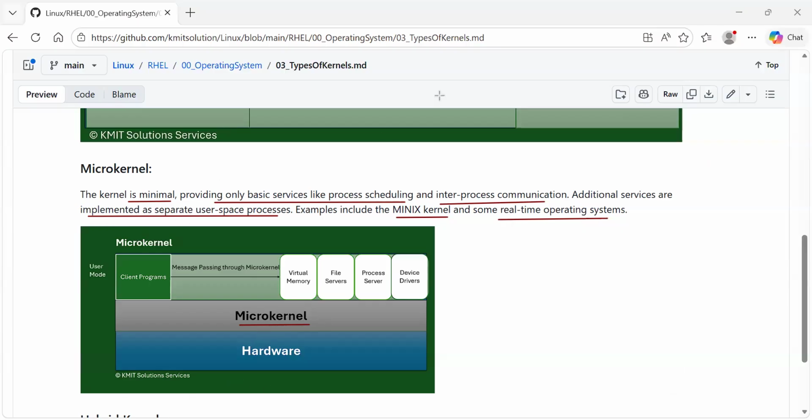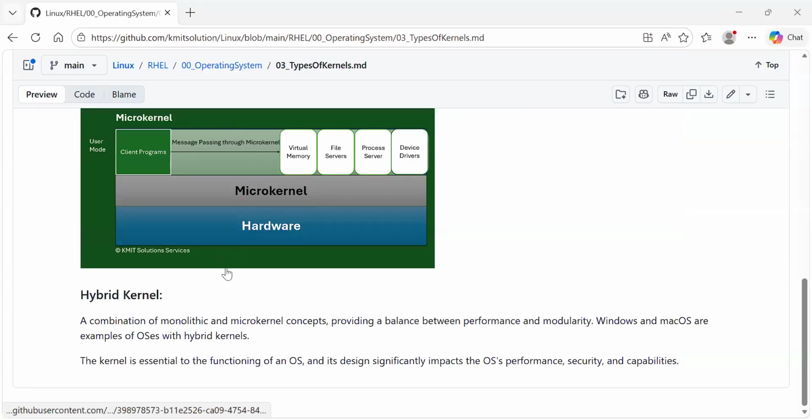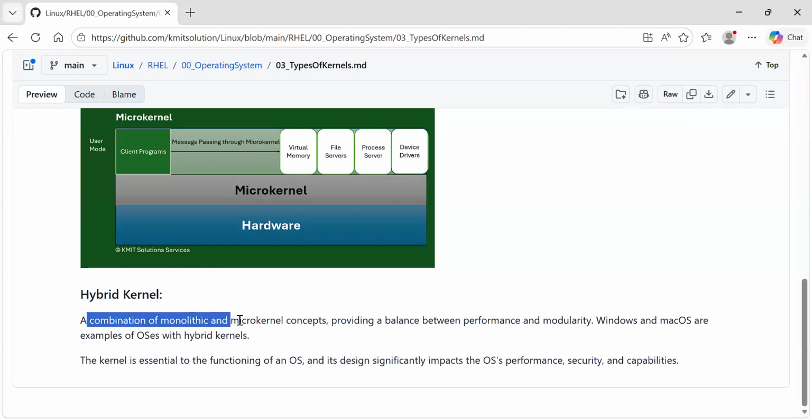Now, the third type is hybrid. So what does hybrid mean? Hybrid means a combination of microkernel and monolithic kernel. It's a combination of monolithic and microkernel concepts, providing a balance between performance and modularity. Windows and Mac operating systems are examples of OS with a hybrid kernel. The kernel is essential to the functioning of an operating system. Its design significantly impacts operating system performance, security, and capability.